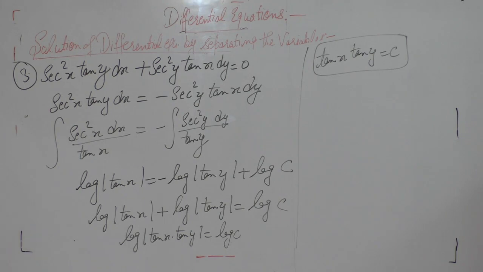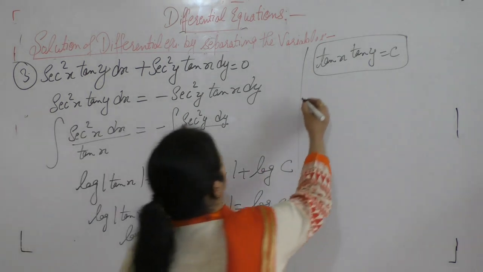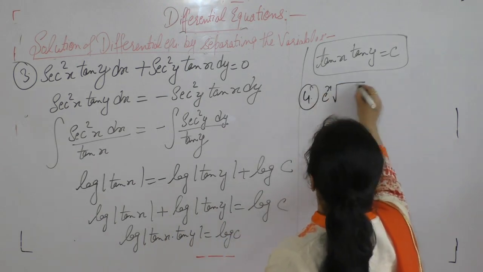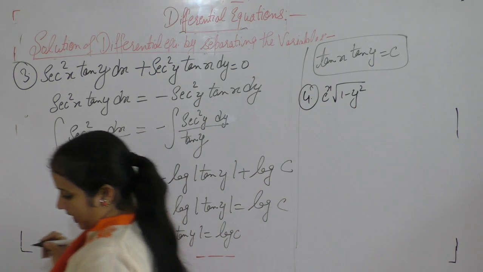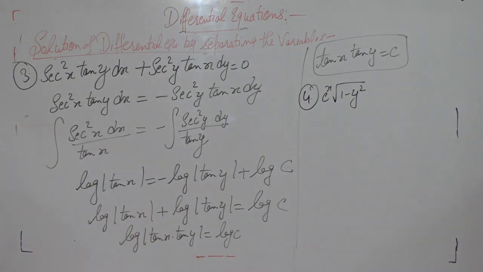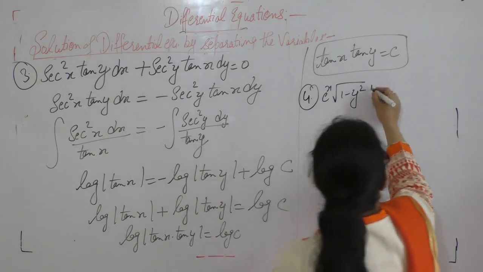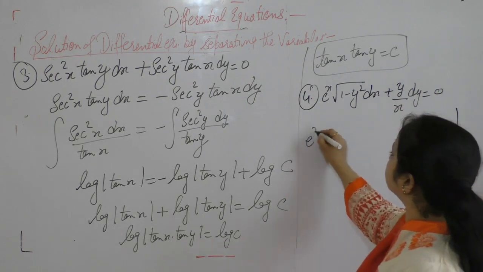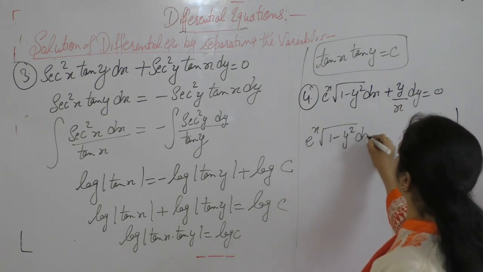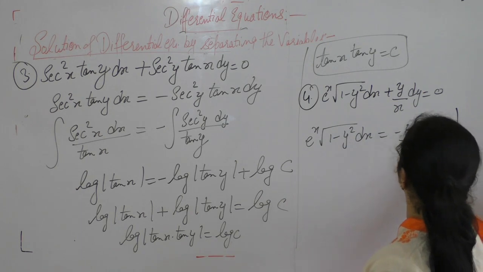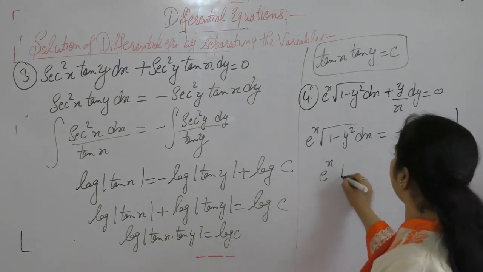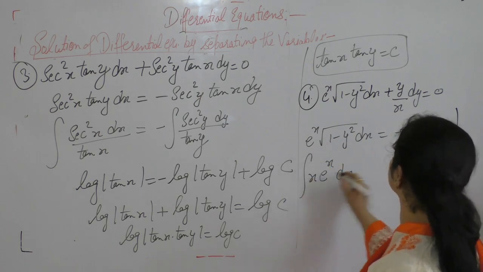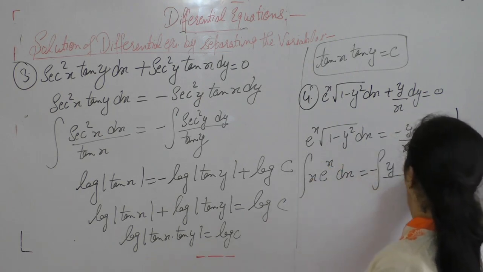Next is e^x square root of (1 minus y square) dx plus y upon x dy is equals to 0. e^x into x dx is equals to minus y upon square root of (1 minus y square) dy. Here we have the terms of x, x e^x dx.